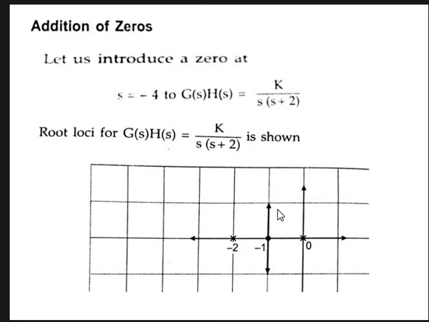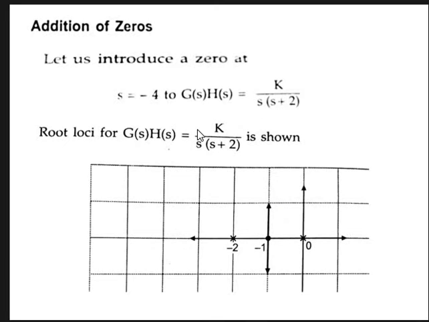This root locus was already shown in the adding of poles also, that is the K by s into s plus 2 function. Now I want to add one zero, that is s is equal to minus 4, to this root locus. So here the zeros are added. We know zeros are present in the numerator and poles are present in the denominator. In the previous case the poles were added in the denominator. Now zeros are added, so these zeros are added in the numerator.